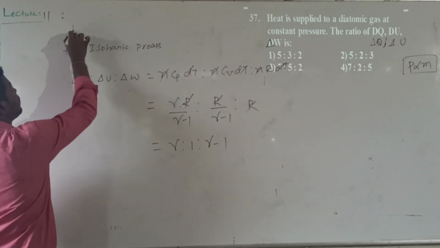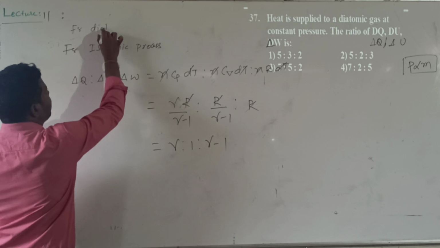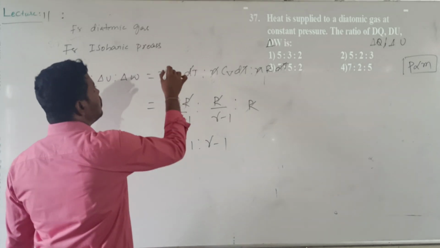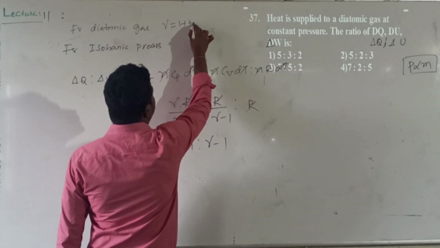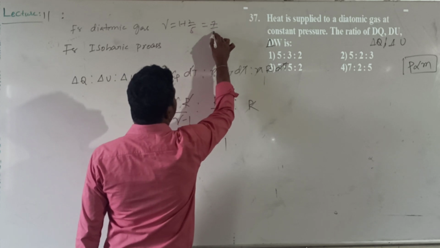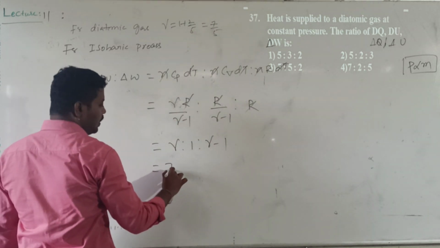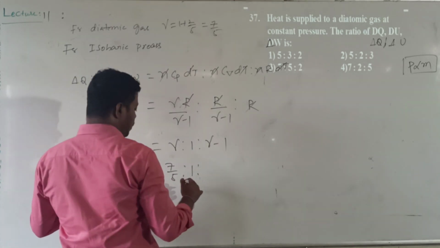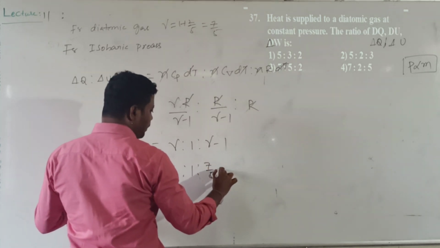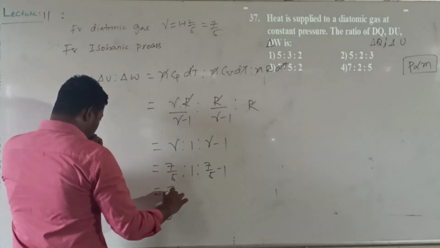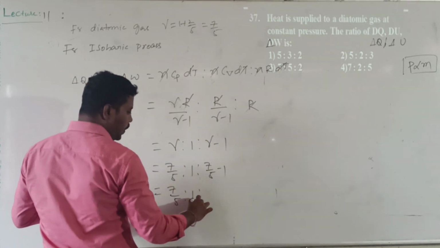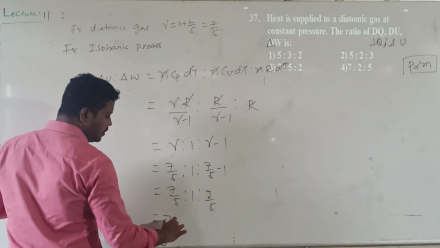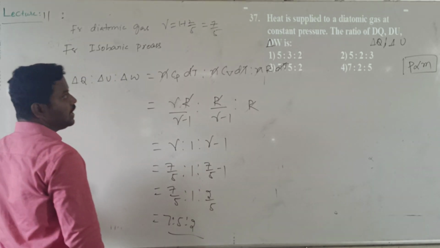They have given which gas? A diatomic gas. For a diatomic gas, what is the gamma value? The gamma value is 1 plus 2 by 5, with 5 degrees of freedom, which is 7 by 5. So then what answer do I get? 7 by 5 is to 1 is to 7 by 5 minus 1. 7 by 5 minus 1 is 2 by 5. So multiply with 5: 7 is to 5 is to 2.